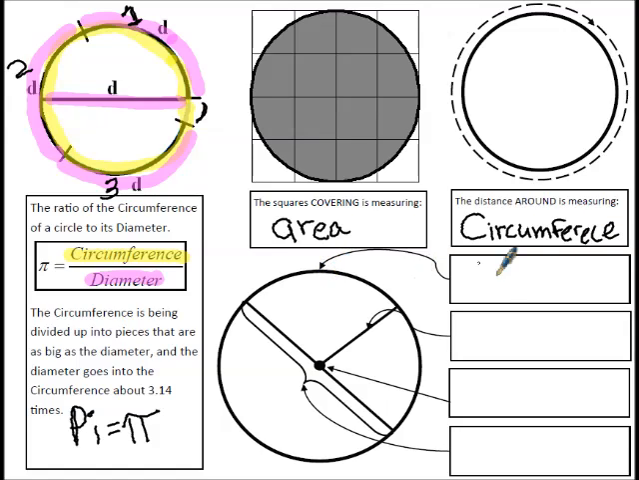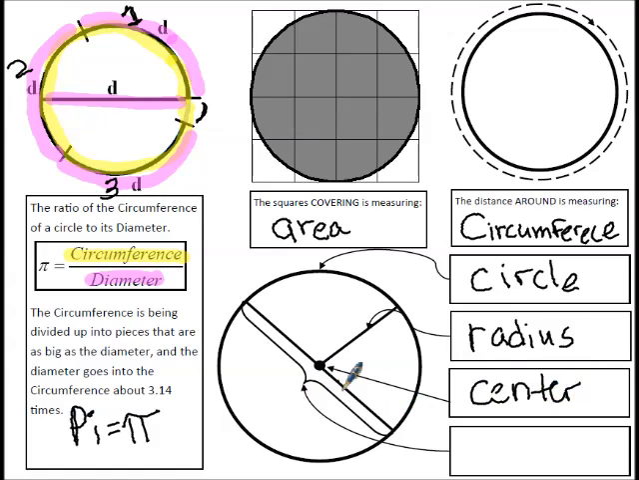Now this is an example of the actual circle. This middle line that goes halfway across the circle is called the radius. And this point in the middle is called the center. Now this is pointing to the line that goes all the way across and goes through the center, and this is called the diameter.